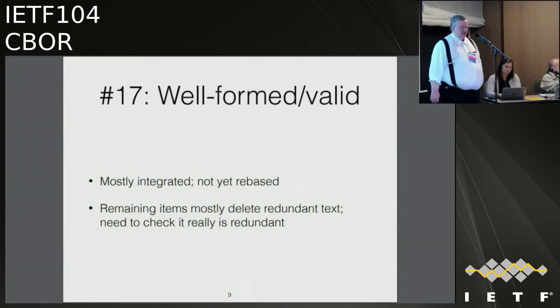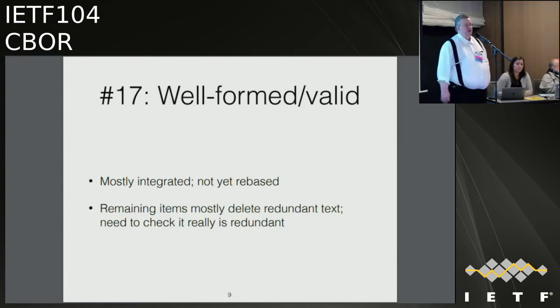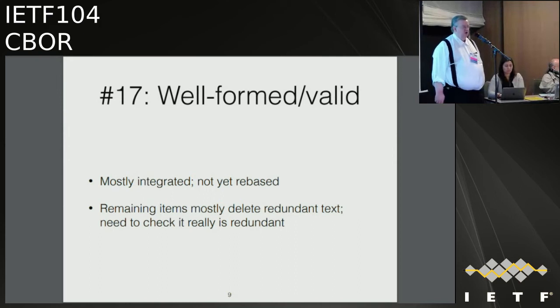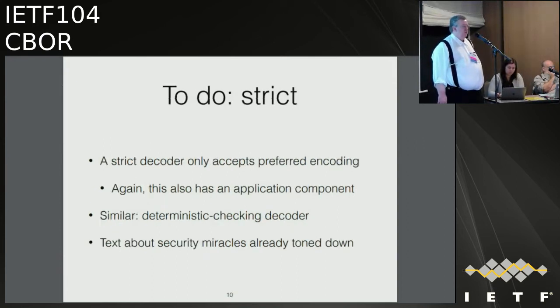And the items that I didn't integrate yet: delete redundant text, and it's just very tedious to check that all that redundant text is already covered in different places. So this is just an editorial to-do that needs to be done. But I don't think we have a technical issue with number 17 at the moment. We do have a slightly wobbly definition of strict. The definition of strict was done before we did the work of defining the preferred encoding, and actually the preferred encoding still requires some editorial changes as well.